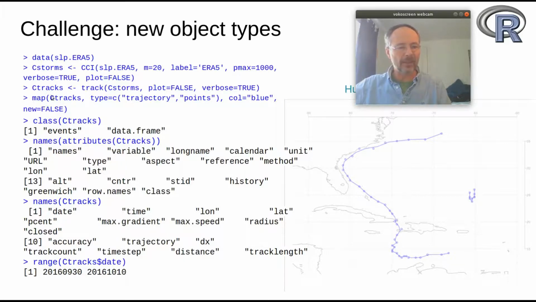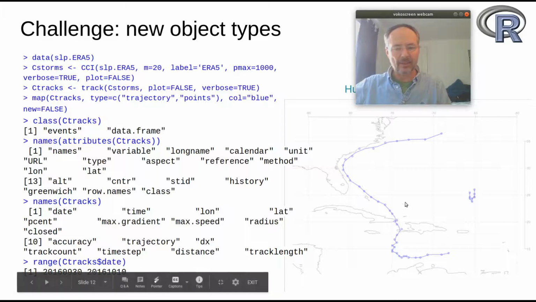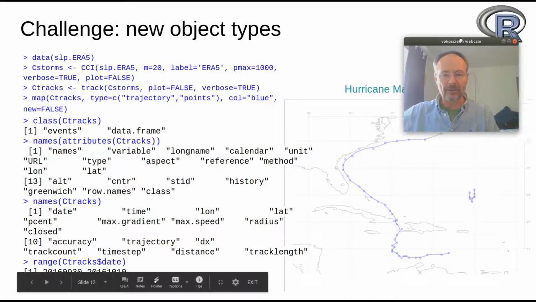And then we can make a map of the track here, and this is the map of the track. And you can see that this is a storm. This is Hurricane Matthew.